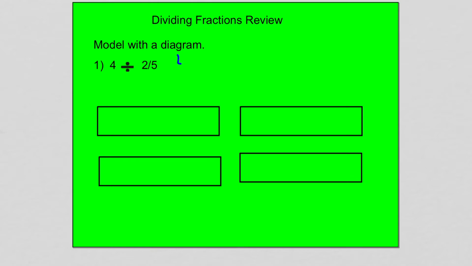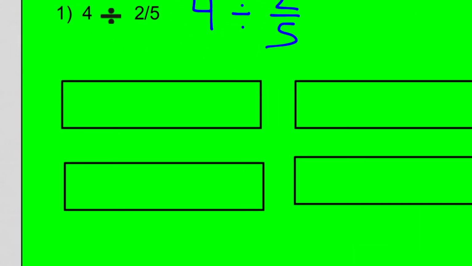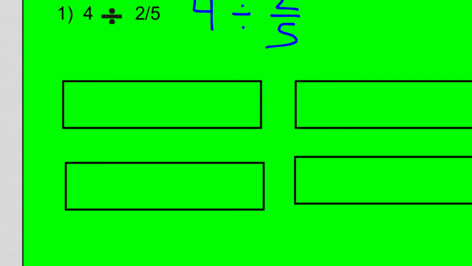To show what that looks like with a diagram, we would let rectangles represent whole numbers. So 1 rectangle represents 1 whole, 4 rectangles would represent 4 wholes. And we want to know how many 2/5 will fit inside of 4. So what we have to do is take these 4 wholes and divide them into 5 equal parts each. Do a little bit of estimating for that.